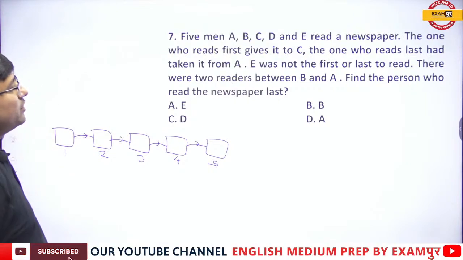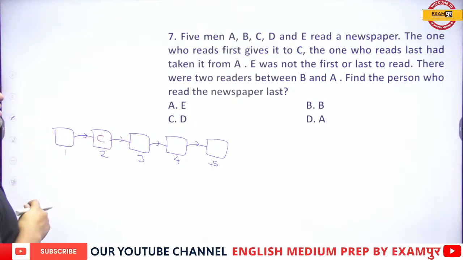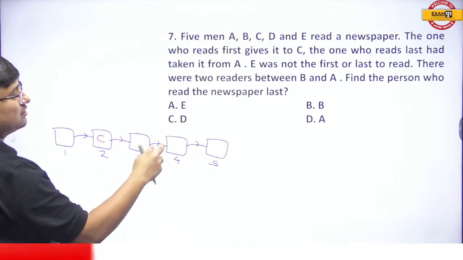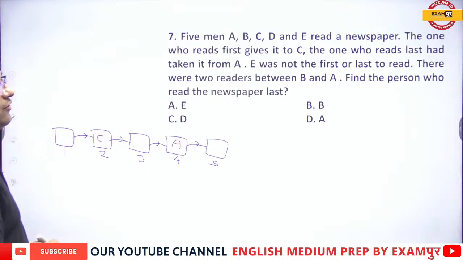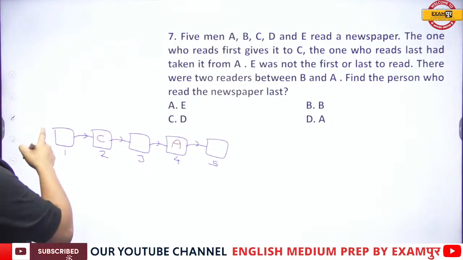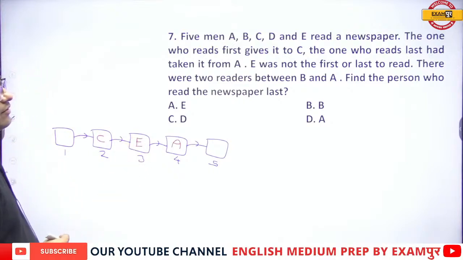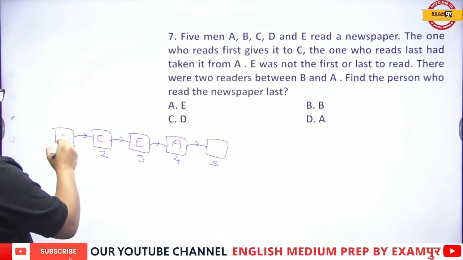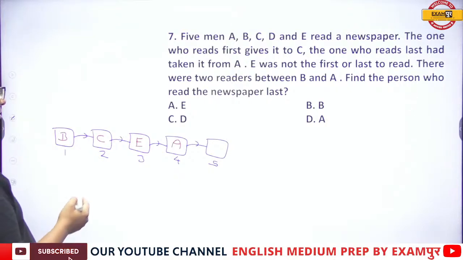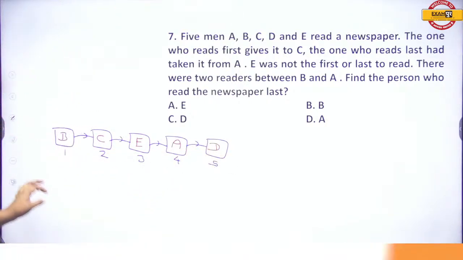The one who reads it first gives it to C. The one who reads last has taken it from A. E was not the first or last to read. There were two readers between B and A. So B will be over here. So now who is left out? A, B, C, D is left out. D. Find the person who reads the newspaper last.